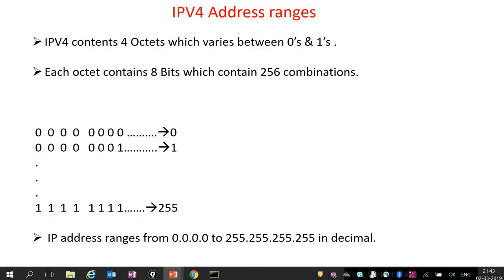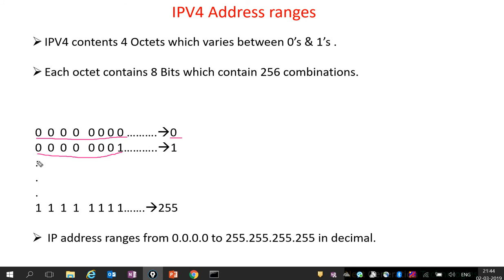So the next topic is IPv4 address ranges. IPv4 contains 4 octets whose bits vary between zeros and ones. Each octet contains 8 bits, which give 256 combinations. So if all the bits are zeros in an octet, then it represents 0. If only the last bit is 1, then it is 1.